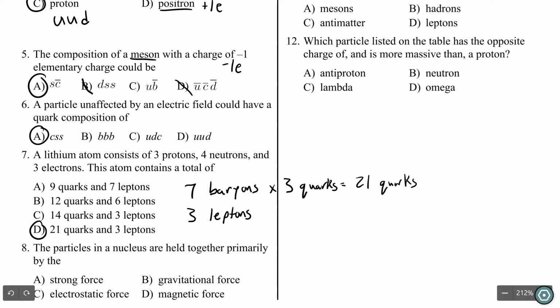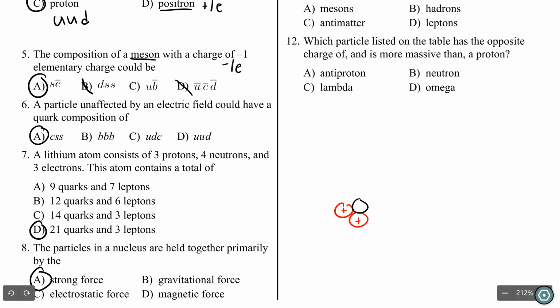Cool. Okay, so number 8 says particles in a nucleus are held together primarily by the strong force. That's what we're looking for. That's just something you kind of have to memorize. Because if you think about a nucleus of an atom, 2 protons, and then maybe there's 2 neutrons in there, and then the electrons are out here somewhere. Let's say it's a neutral atom. Right, it's got 2 electrons.